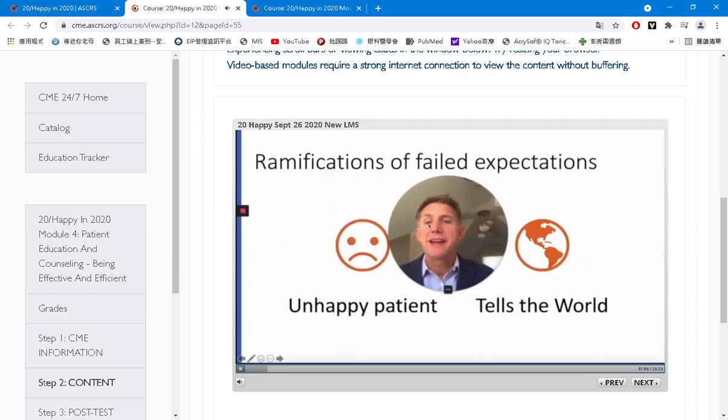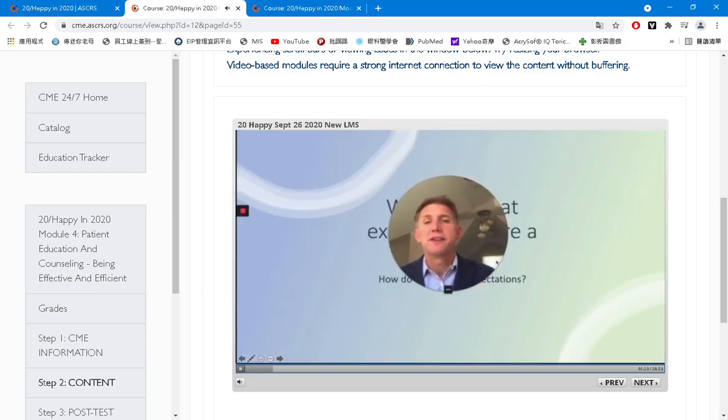One of the failed expectations. Nowadays, in the past, it was simply just an unhappy patient. But now, with the age of the internet, that patient can tell the world and erode the reputation that you've put so much effort into building. So we want to really make sure we're meeting or exceeding patient expectations.